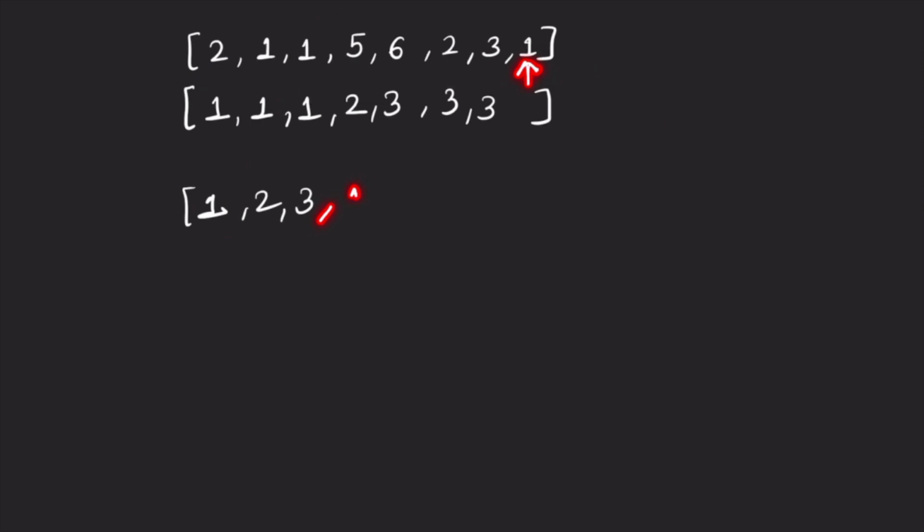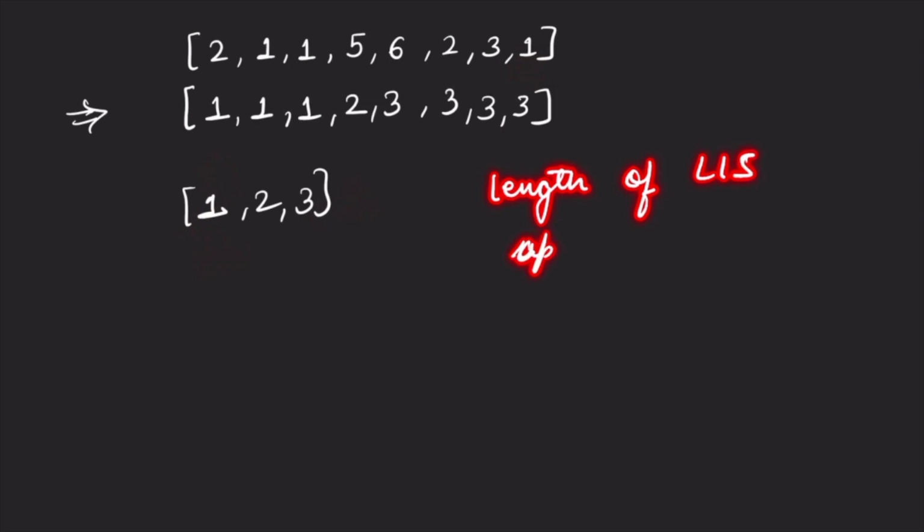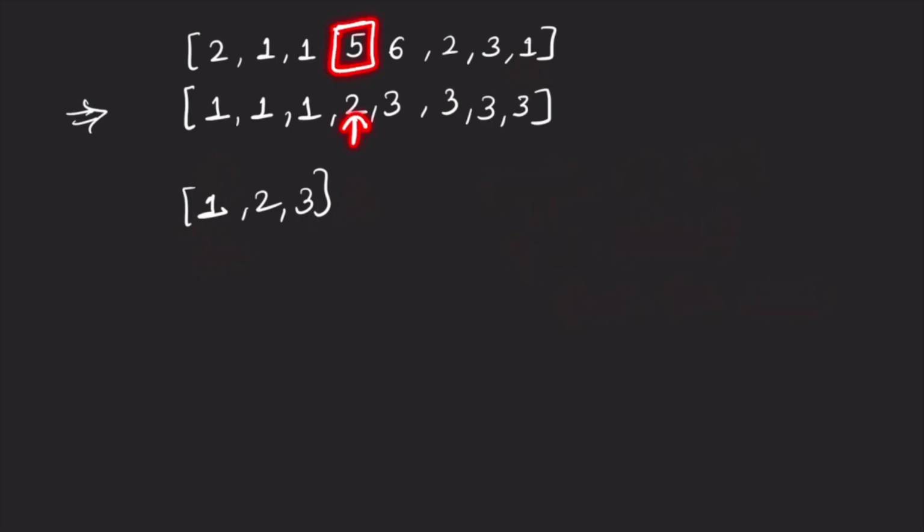Next we have 1. 1 cannot be inserted here. The lower bound for 1 will be this one itself, so this one will be replaced by another 1 and the length will remain 3. So now this is one of the arrays which we have generated, and this array gives us the length of the longest increasing subsequence up to index i from the start. That means if corresponding to this 5, 2 is stored, then from the start till this 5, the length of LIS is 2, right?